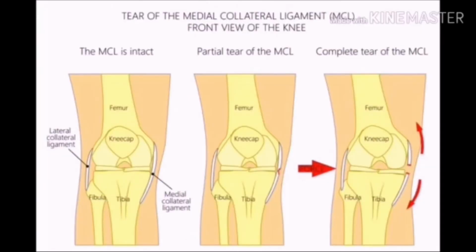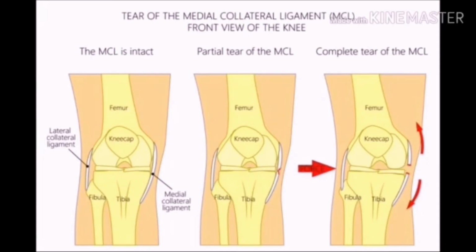The MCL is most commonly sprained from a direct blow to the outside of the knee. The MCL may also be injured with an excessive outward twist when the foot is planted on the ground. This is seen more commonly on surfaces that have increased friction, like artificial turf and courts.